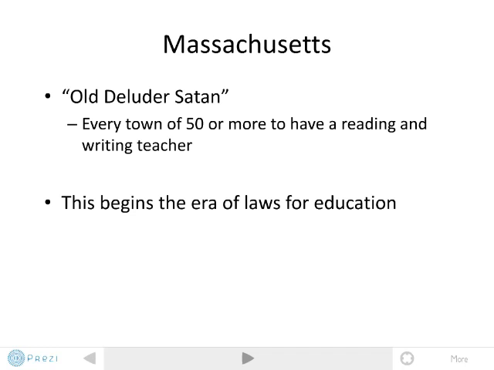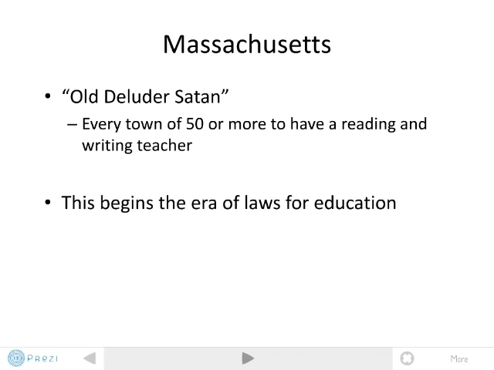One law they decided to create was the Old Deluder Satan law, which said every town of 50 or more had to have a reading and writing teacher. Now, that's good, and that's what they wanted. They wanted to actually have a law passed. Many people always say there are too many laws, but you can see why they did this. Just for example, we'll make this up, so this is hypothetical. Boston's growing, and they've got 200 people. Meanwhile, this little town named Georgetown is growing, and it's got 500 people.